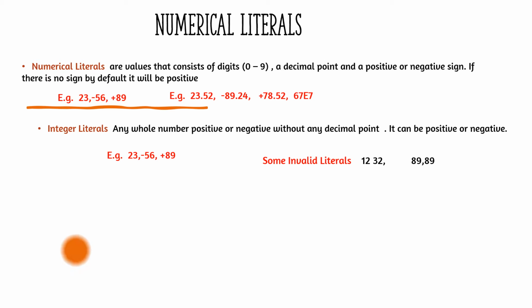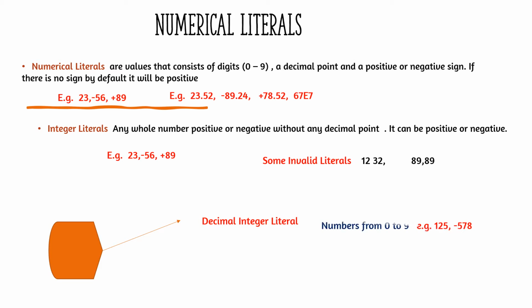Now integer literals are divided into decimal, octal and hexadecimal. Decimal integer literal means all those numbers from 0 to 9, but the starting digit should not be 0. The numbers which we write normally, 0 can come in between but not in the beginning. For example, here some numbers are given: 125, -578. Positive or negative numbers can be there.